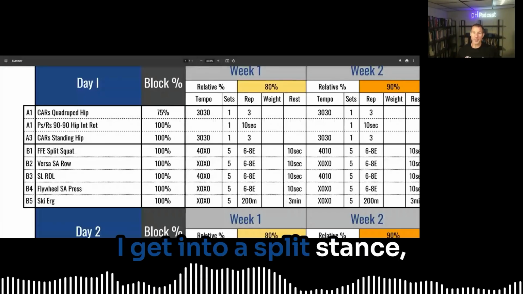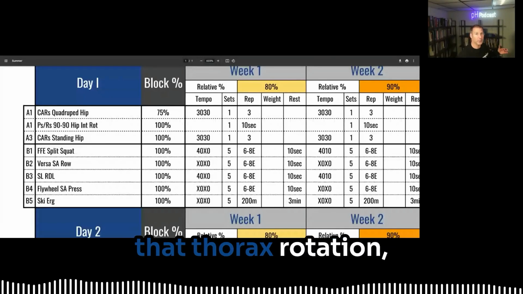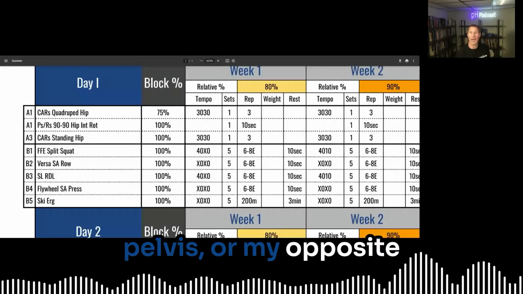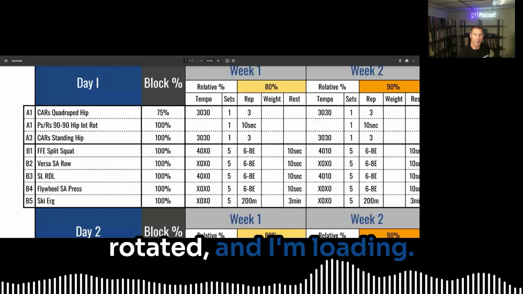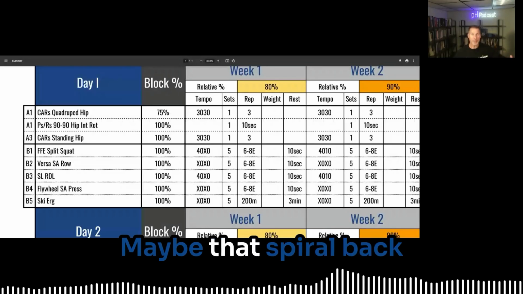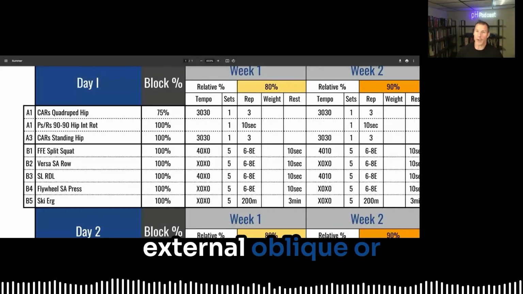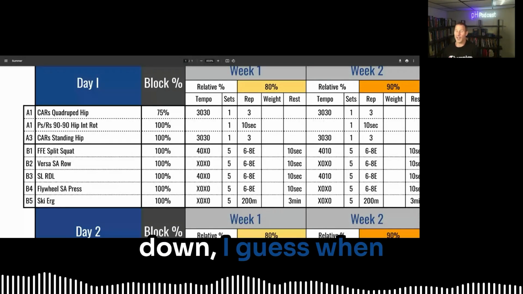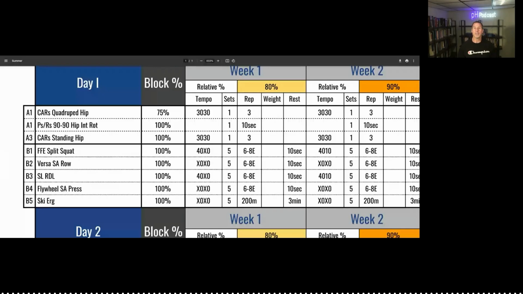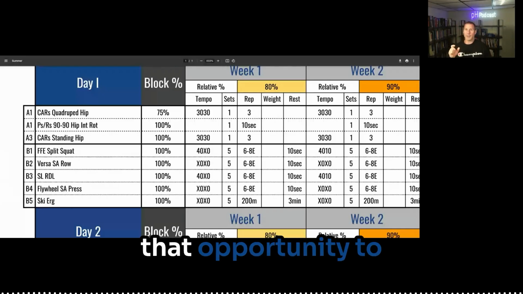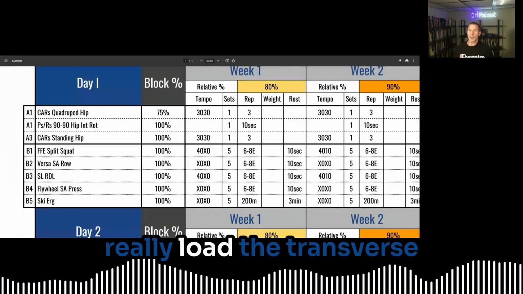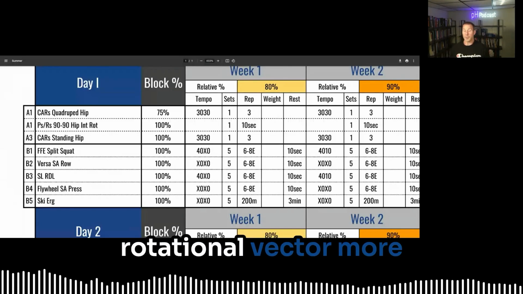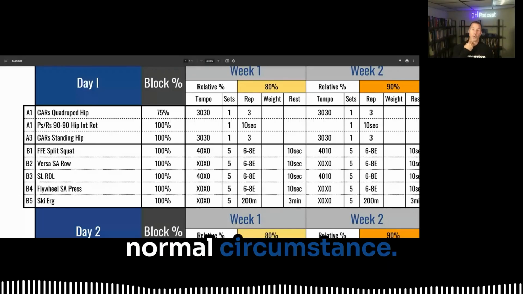I get into a split stance, and that changes that thorax rotation because that left pelvis, or my opposite pelvis, is now counter rotated, and I'm loading maybe that spiral back line, a little bit more external oblique, maybe internal oblique on the opposite side. So as we're breaking this down and thinking about incorporating this, there's that opportunity to really load the transverse plane and the rotational vector more so than you would in a normal circumstance.